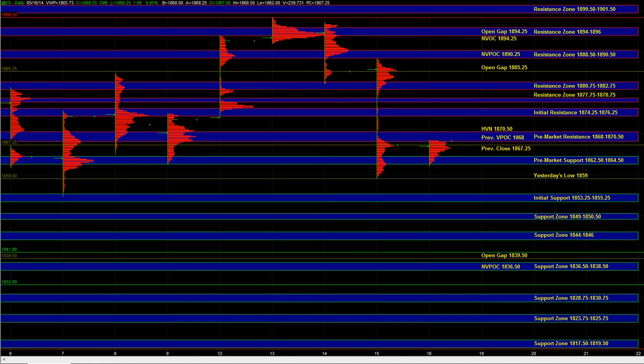So off the open, we're going to be using the pre-market support and pre-market resistance zones to determine which side is in control. So we have resistance at 68 to 70 half and support at 62 half to 64 half. In the event of a break above pre-market resistance, it would confirm short-term control on the buy side and bring the 74 quarter to 76 quarter and 77.75 to 78.75 resistance zones into play as the primary upside objectives.